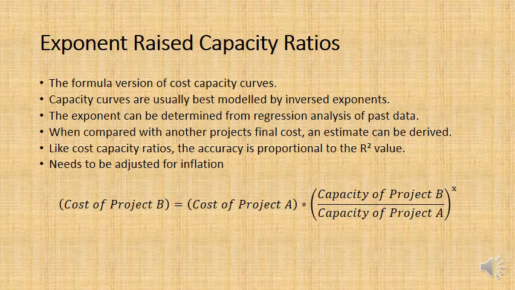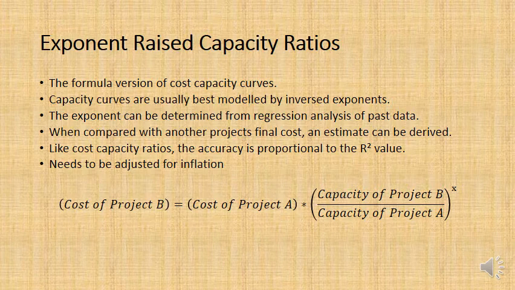So I now want to introduce you to, well, it's not really a second method. It's basically just the formula version of the cost capacity curves. This is called exponent raised capacity ratios. So this is basically exactly the same as the capacity curves. Now, capacity curves are always modeled by inverse exponents. That is an exponent that is less than 1.